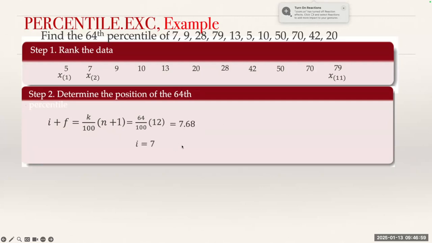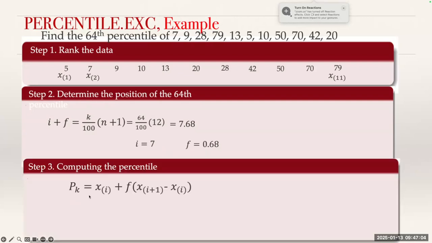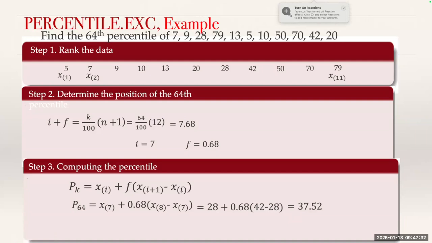So 7 is I, 0.68 is the fraction. And then to compute the percentile, it will be data number 7 plus 0.68 times data number 8 minus data number 7. Okay? And just data number 7. Now you start from 1, not from 0. 1, 2, 3, 4, 5, 6, 7 is 28, and the other is 42. So it's the same numbers, yeah? But the answer is different. It's a little different. So percentile.X gives you a different number to percentile.INC.